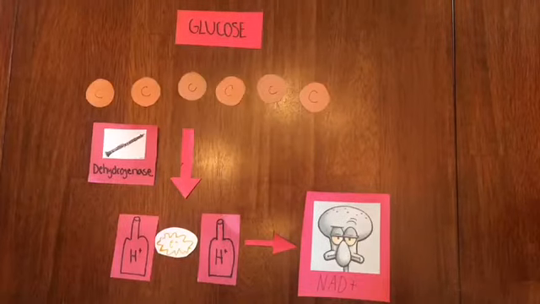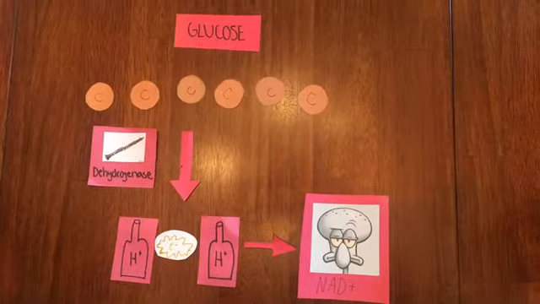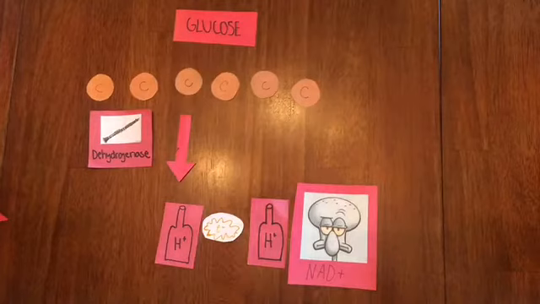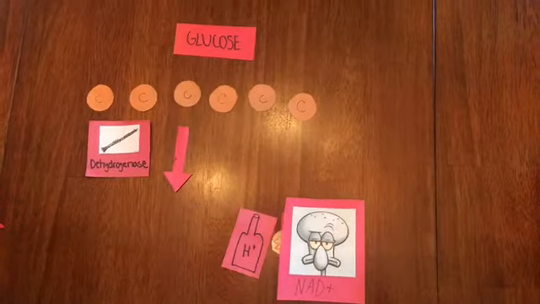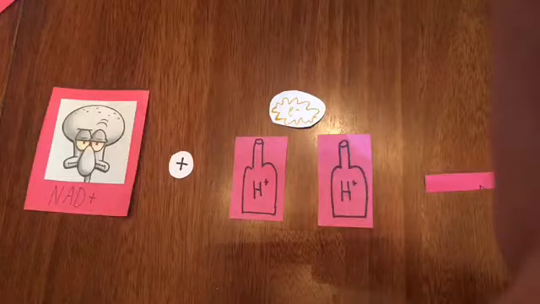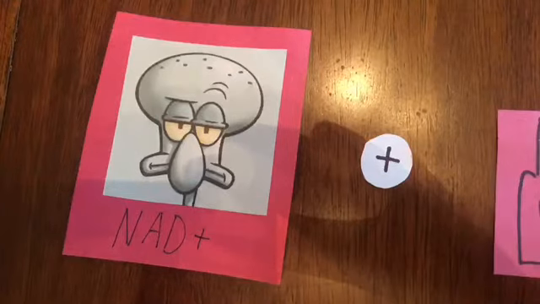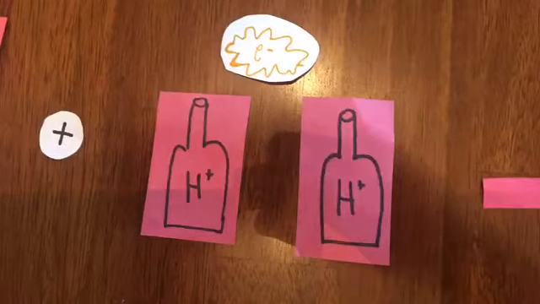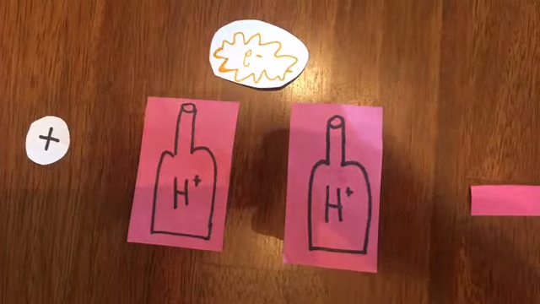While 1 proton, or secret formula, leaves the location of the process, the 2 electrons with the remaining proton are then added to Squidward, or a molecule called NAD+. When these charges combine with NAD+, they make NADH, which is the reduced form of NAD+. In this video it is represented by handsome Squidward because it contains more energy.